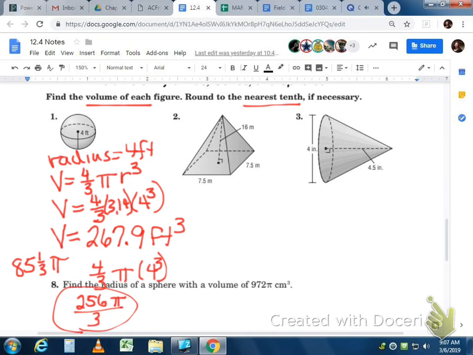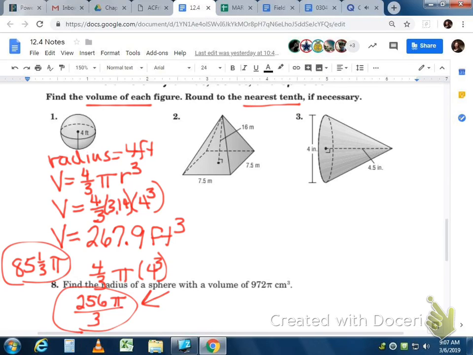So you could do this. I'm thinking that if it was a multiple choice, it's going to look like this, just so you know what it looks like. This is also correct. It's just that the 256 pi over 3 is a more correct answer. All right, questions about that?